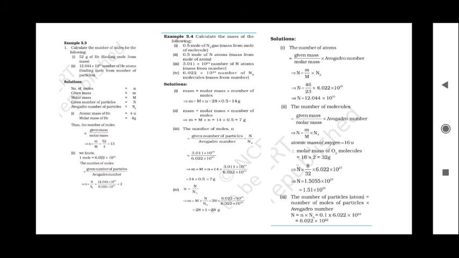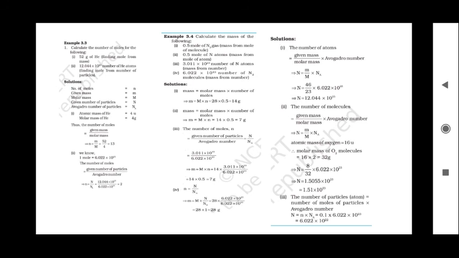Since the given mass is 52, we have to use the first formula: n is equal to m by M. The given mass is 52 and the molar mass of helium will be 4. Helium is He2, so 2 into 2 is 4. So 52 by 4 is 13. So the number of moles will be 13.